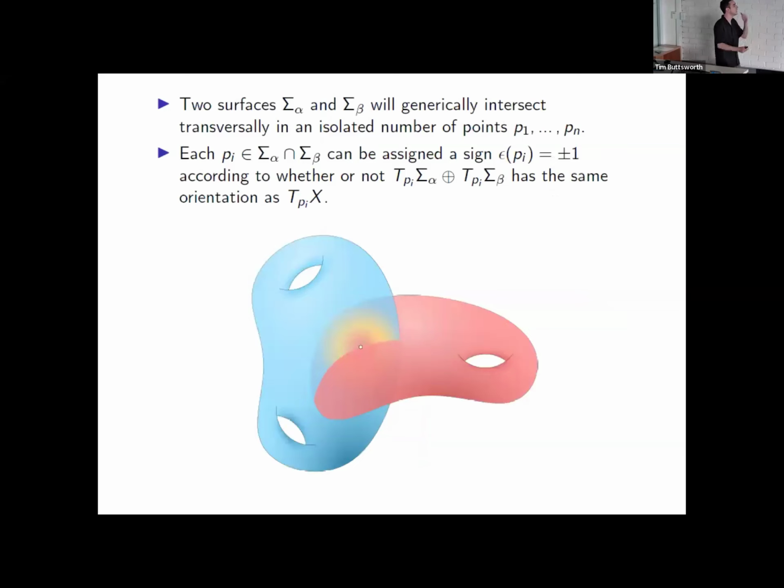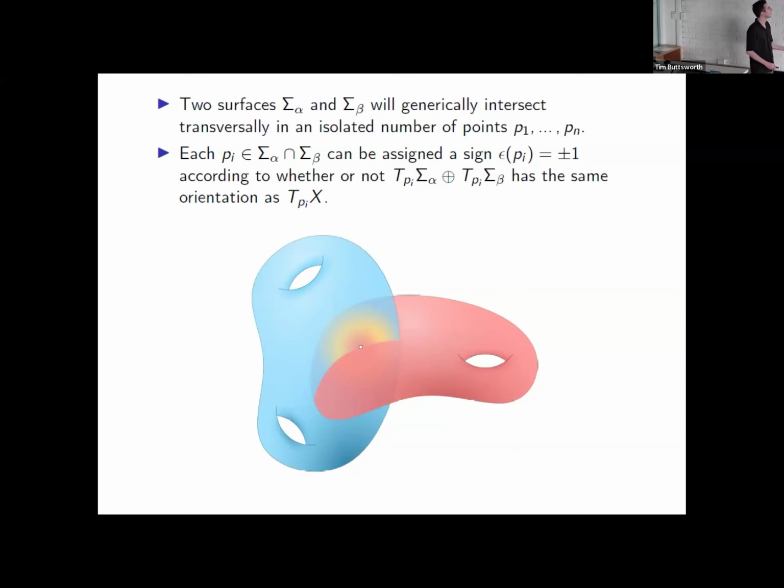Like I said, two surfaces intersect in points. So then what can we do? For each of these intersection points, you can assign a plus or minus 1. Take the tangent space at each of these points, stick the bases of these tangent spaces together to give you a basis of the tangent space of the whole 4-manifold, and then say it's plus or minus 1 according to whether the orientation of this concatenated tangent space is the same as the ambient 4-manifold.